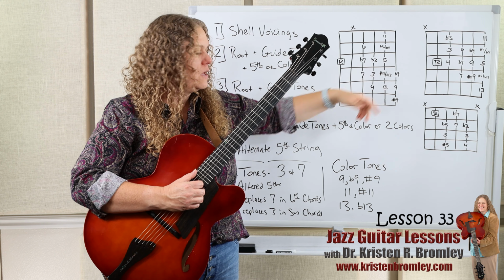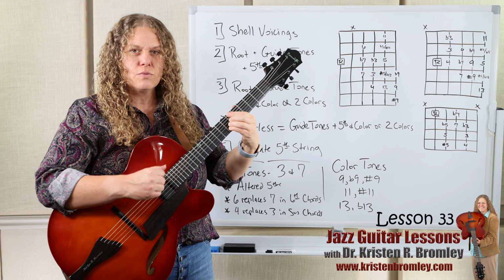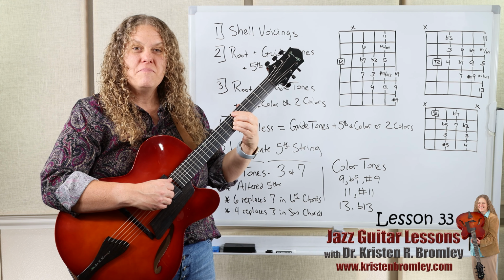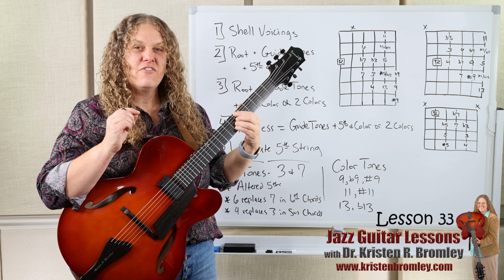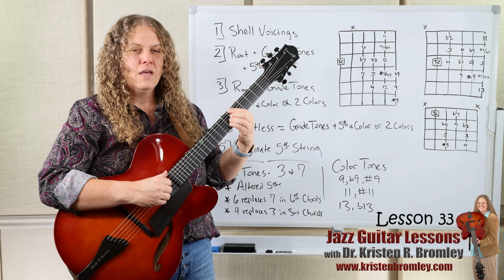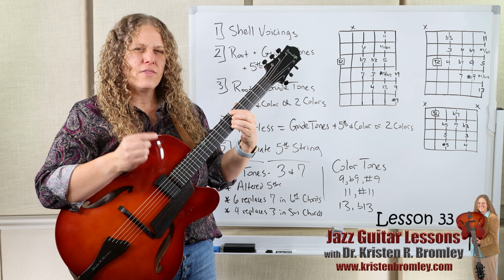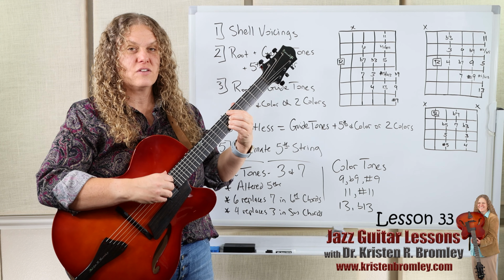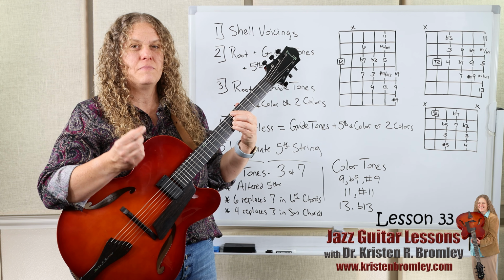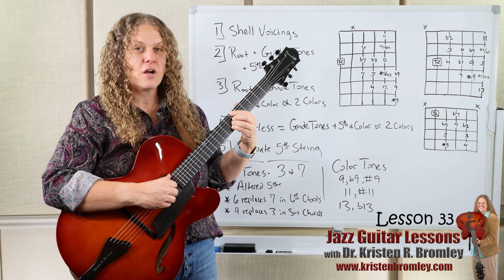If I bring that down 1 fret, I'm going to have a major 7th with a sharp 5 or a major 7 flat 13 chord. That voicing will work for either one of those because the sharp 5 and flat 13 are enharmonic. They're the same sounding pitch, same note. F sharp in this case.